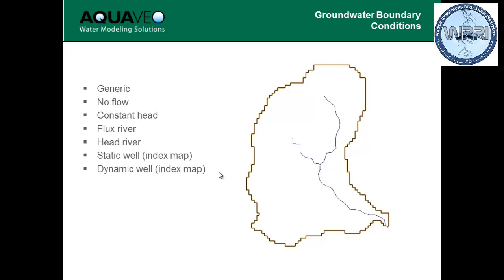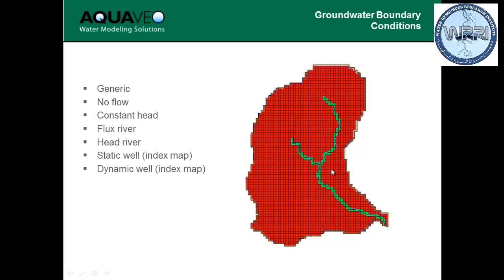WMS will automatically define some boundary conditions. Wherever there's a stream in WMS, WMS will define that as a river boundary condition. So something like this. Wherever there's a stream, it'll be a river. Everywhere else is just going to be a generic boundary condition unless you define it some other way.